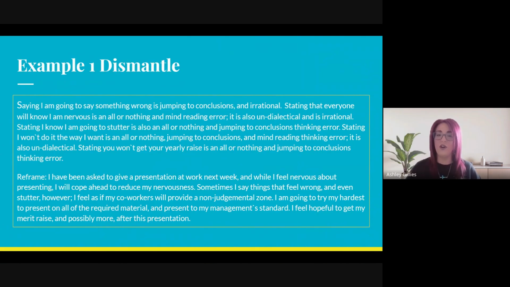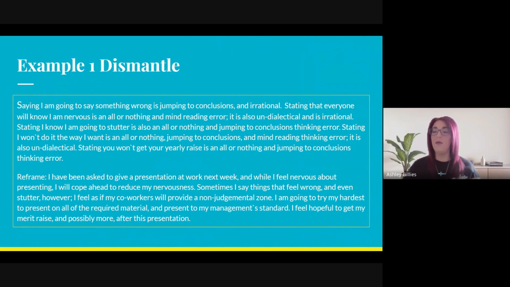Stating you won't get your yearly raise is an all or nothing and jumping to conclusions thinking error. So the entire thing was rooted in thinking errors, which meant the emotion and behavior did not make sense. The whole thing was an error. It was undialectical, right? Everyone, I know I'm going to do this. Like, you're speaking in absolutes that you have no evidence to support. And the reason I say there's no evidence to support it is because you haven't done the presentation yet. So how do you know that?